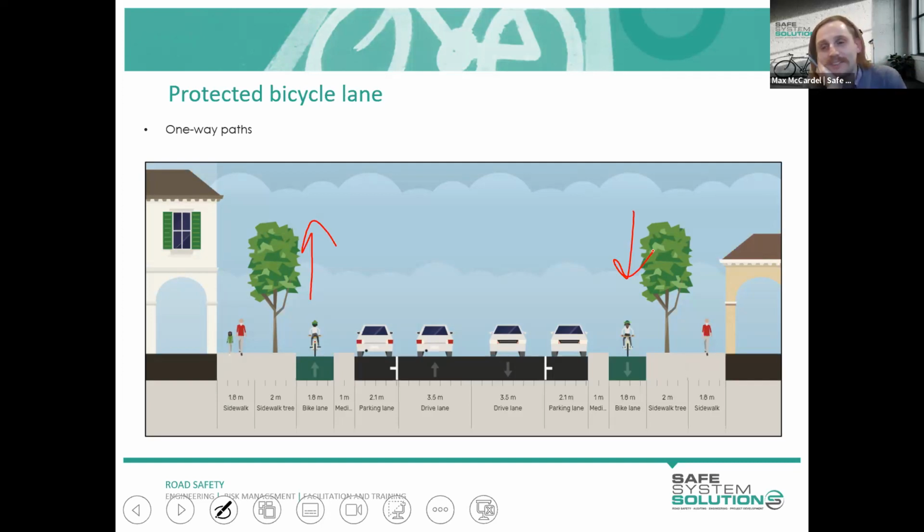What this involves is you've got your parking lane there, you've got your separator, and then your bicycle lane, which is completely separate from all of that carriageway. It's almost a separate space. And that is completely mirrored on the other side of the carriageway.